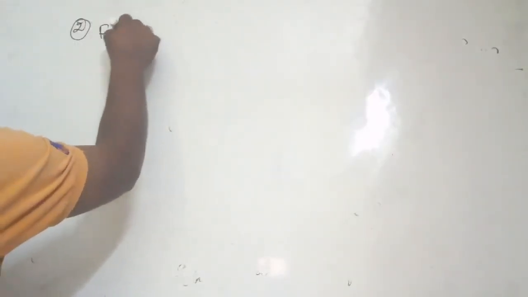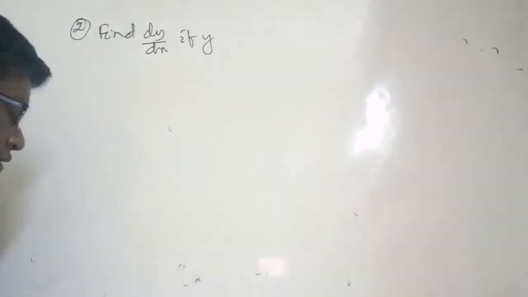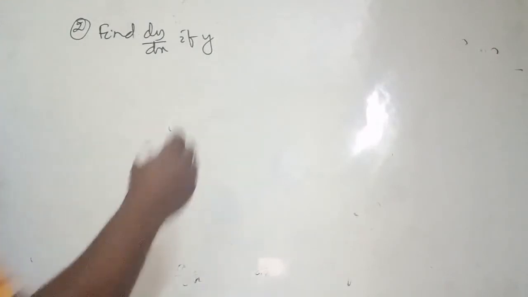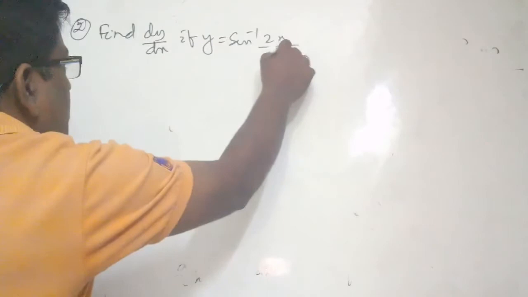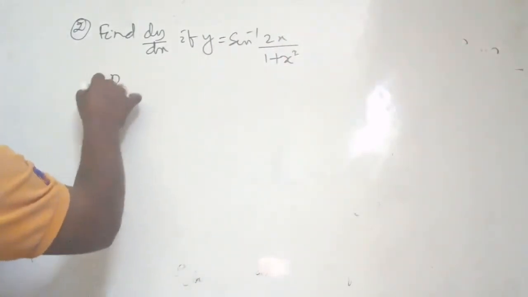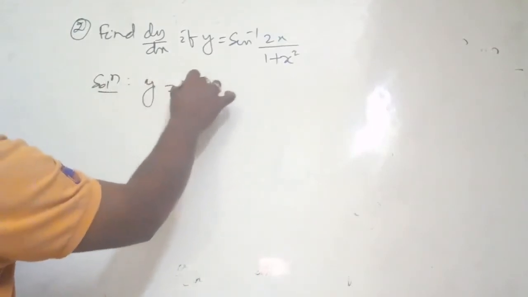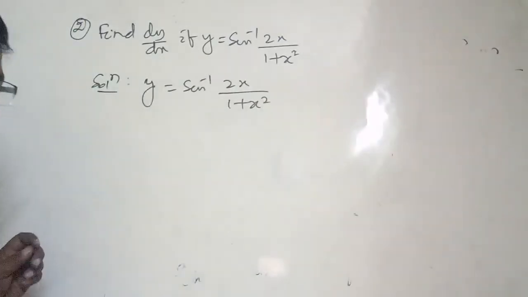Find dy by dx. Another question. Find dy by dx if y is equal to sin inverse of 2x by 1 plus x square. Solution: y is equal to sin inverse of 2x by 1 plus x square.